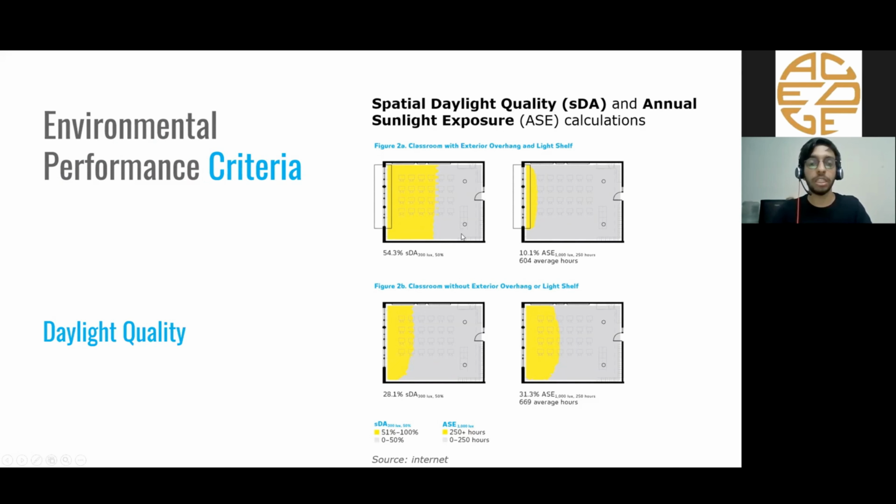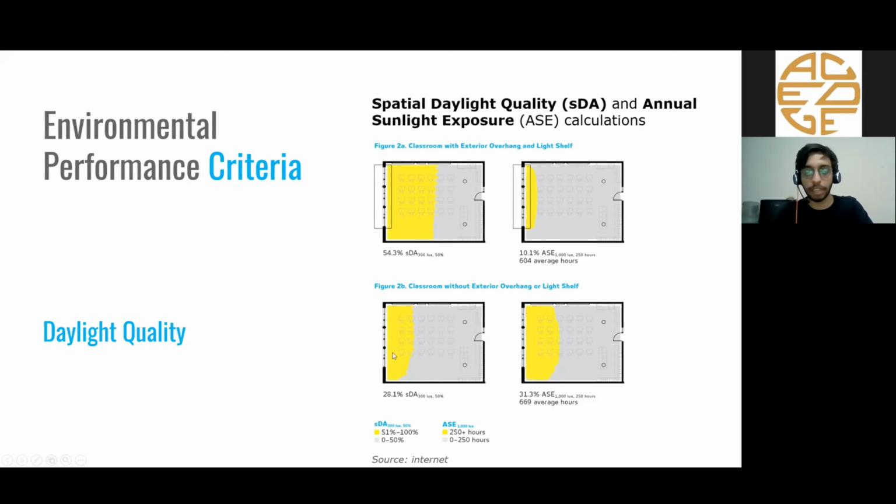So spatial daylight autonomy is a metric for your annual illumination level. I'm not going too much into detail of this metric, but this is how it tells you about the quality of the illumination. And annual sunlight exposure gives an idea of glare. This is not your glare exactly, but it gives you an idea about whether there will be glare or overexposure to the sun. So these metrics are now taken by LEED, and if you're doing LEED certification, you have to meet these metrics.